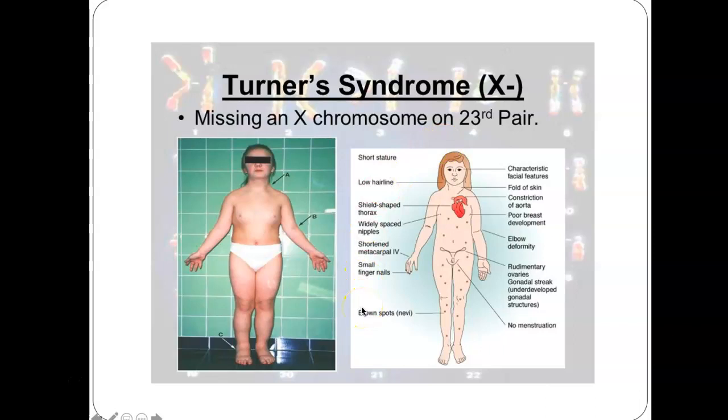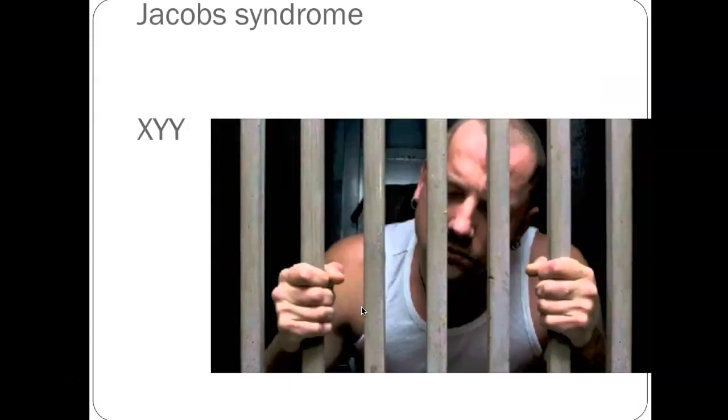So kind of interesting. Ooh, this one's my favorite. I don't know why this one's my favorite. Maybe it's because my son's named Jacob, and he seems to have a lot of testosterone. But I'm pretty sure he doesn't have this.